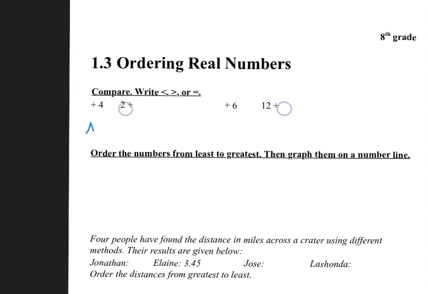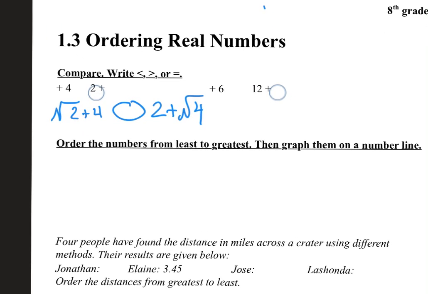All the square roots came out. So you have the square root of 2 plus 4, and you're comparing it to 2 plus the square root of 4. Okay? You guys can't see, so it's not going to probably work. Oh, it's working. You can still see it too. Okay. So we're going to estimate these.